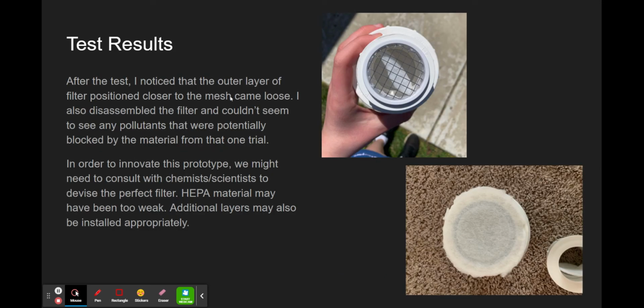After the test, I noticed that the outer layer of filter position closer to the mesh came loose. I also disassembled the filter and couldn't seem to see any pollutants that were potentially blocked by the material from that one trial. In order to innovate this prototype, we might need to consult with chemists or scientists to devise the perfect filter. HEPA material may be too weak, and additional layers may also be installed appropriately.